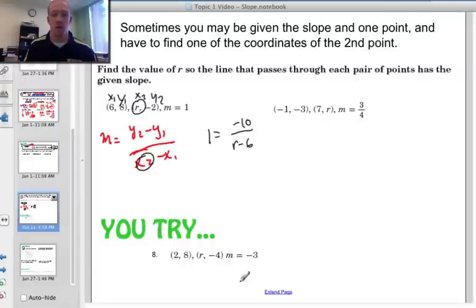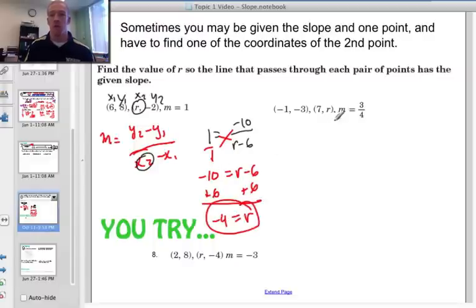And now you cross multiply and solve. So 1 is the same as 1 over 1. Cross multiply and solve, we get -10 equals 1 times r minus 6. Add 6, and we get -4 equals r. So again, for this one, plug in the formula and then just leave out the one thing you're missing.